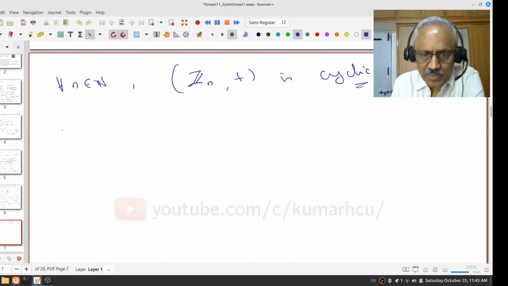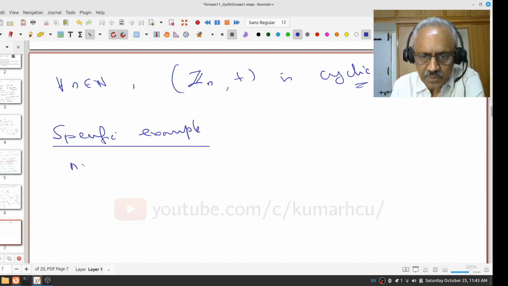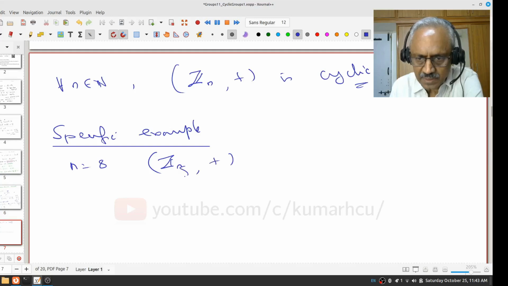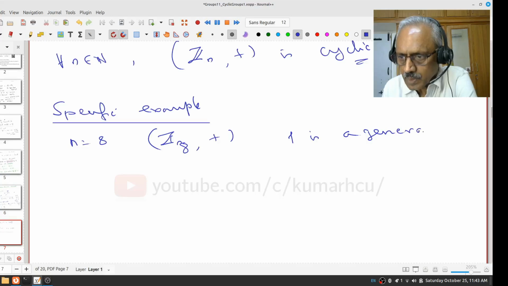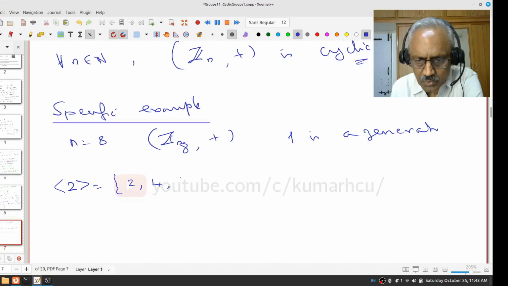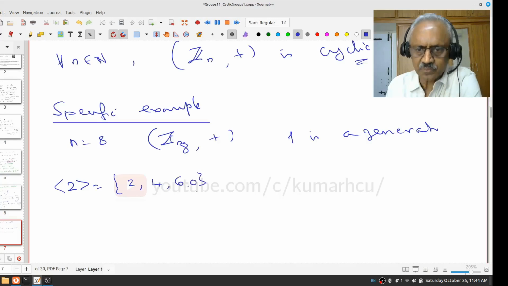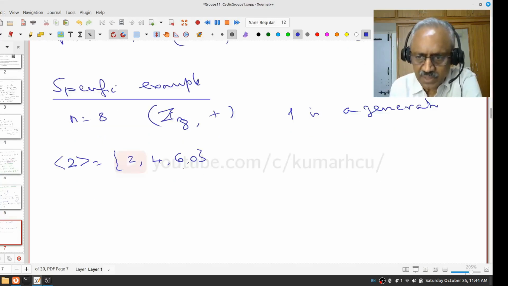Let us look at a specific example here. Take n equal to 8, for example. Let us look at Zn with addition, Z8. We already know 1 is a generator. Is 2 a generator? What is the subgroup generated by this? 2, 2 plus 2 is 4, 4 plus 2 is 6, 6 plus 2 is 8, which is 0. There are only 4 elements, so this is not a generator.